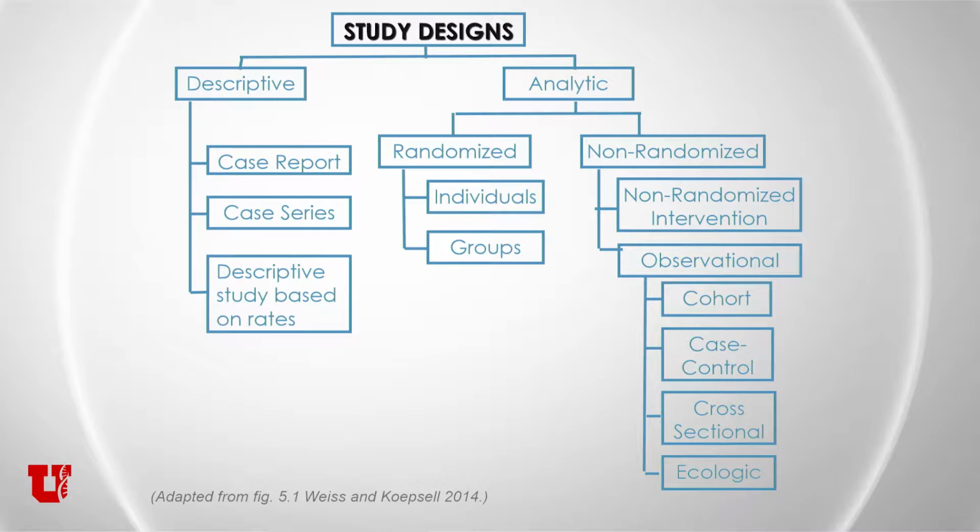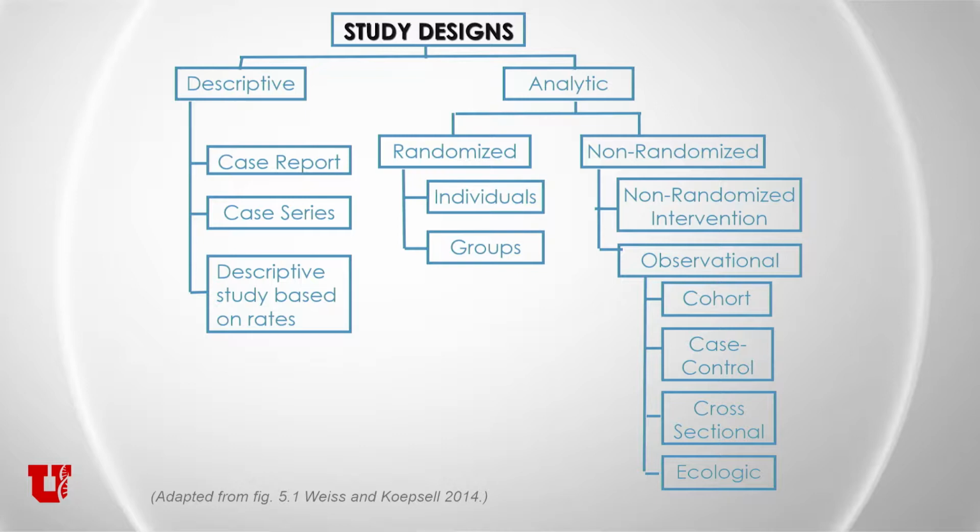On the right side of the slide, analytic studies fall into two types. There can be randomized studies. Most of you are probably familiar with the randomized controlled trial, which is an experiment with human beings as the subjects, and you can randomize individuals or groups. Then on the far right, non-randomized studies can include a variety of designs. Non-randomized interventions are one, but not one that we'll address very much in this class.